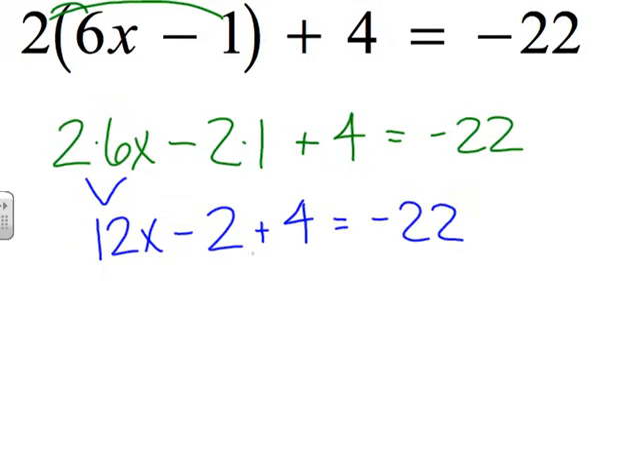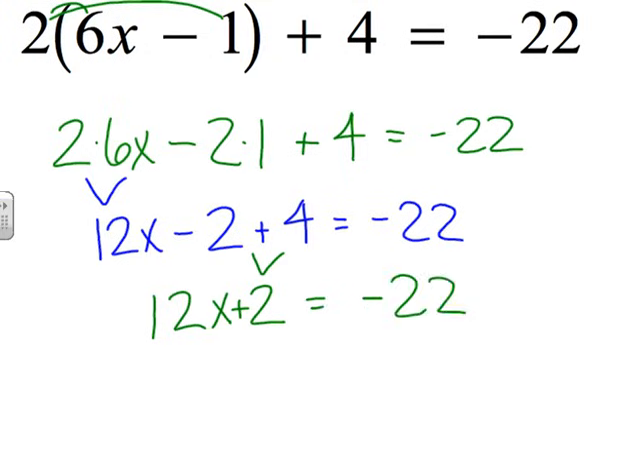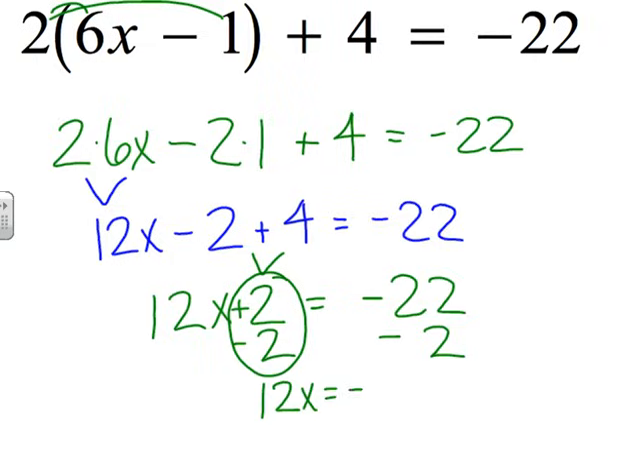Keep combining like terms. So I'm going to combine the constants. So 12x plus 2 equals negative 22. Subtract 2 from both sides. Here's my zero pairs. Divide by 12 on both sides. We get x equals negative 2.